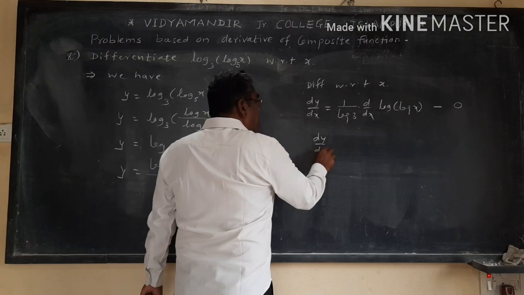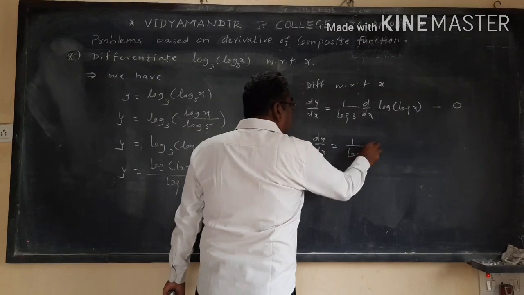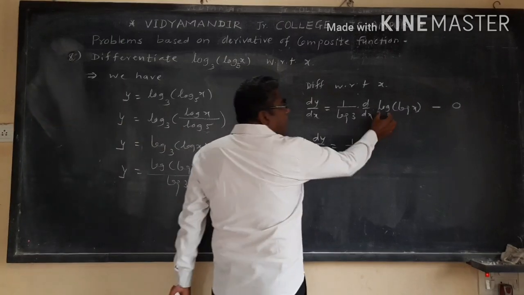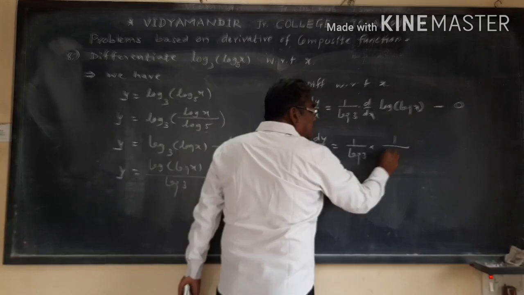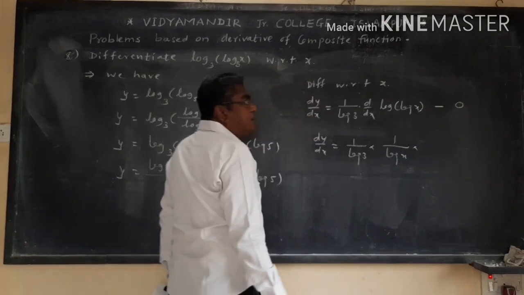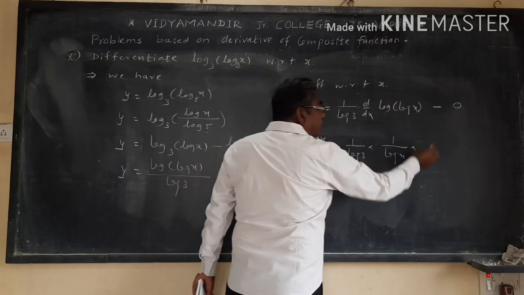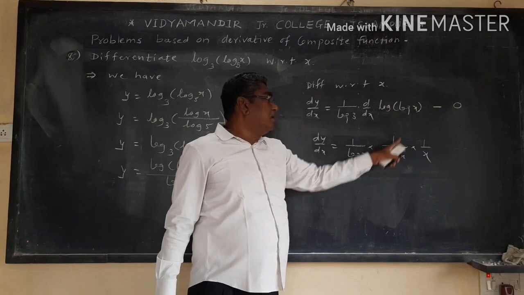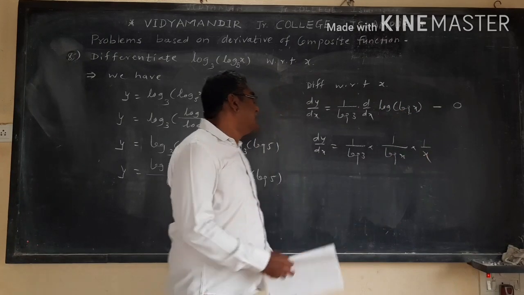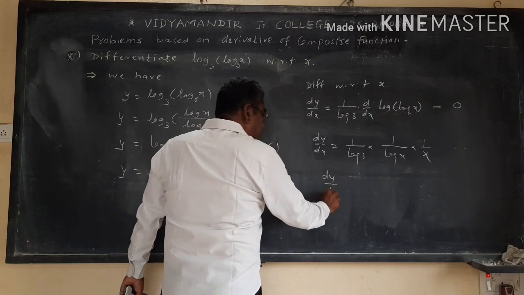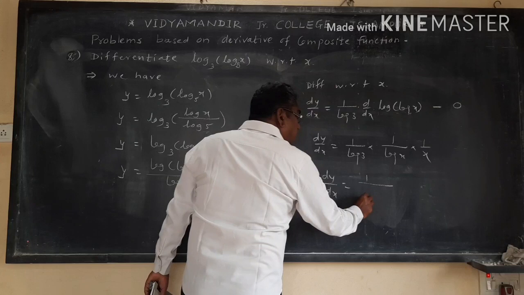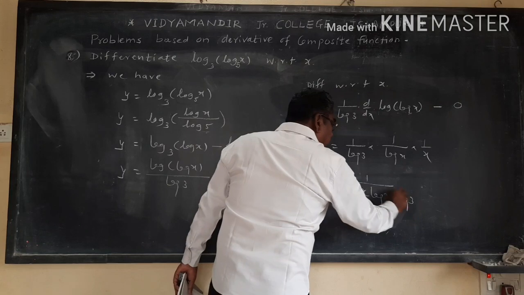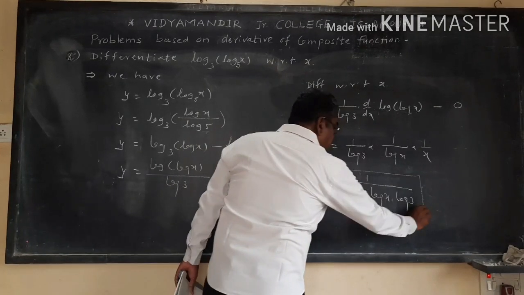dy by dx equal to 1 upon log 3 into d by dx of log x. Log x derivative is 1 upon log x into d by dx of log x, 1 by x. Log of bracket derivative is 1 upon bracket into d by dx of the bracket, that is log x, 1 by x. And dy by dx is equal to 1 upon x log x log 3. This is the answer.